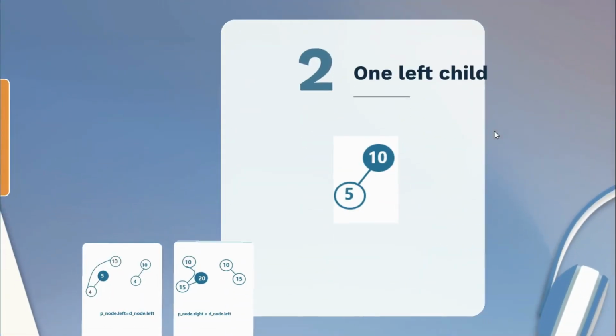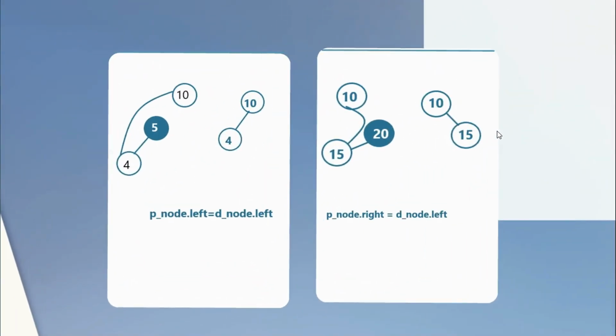The node you are going to delete has one left child. 10 to delete, 10 is root, so set root as deleteNode left. Here delete 5, 5 is a left child, so set parent left to deleteNode left. Next delete 20, 20 is a right child, so set parent node right to deleteNode left.